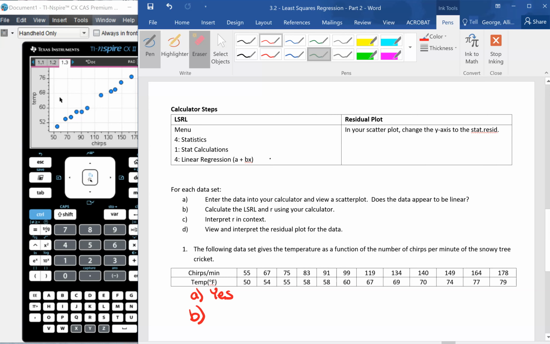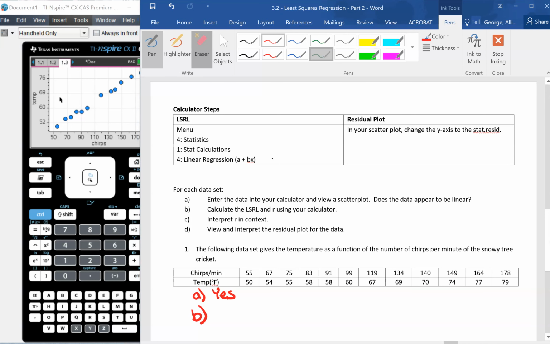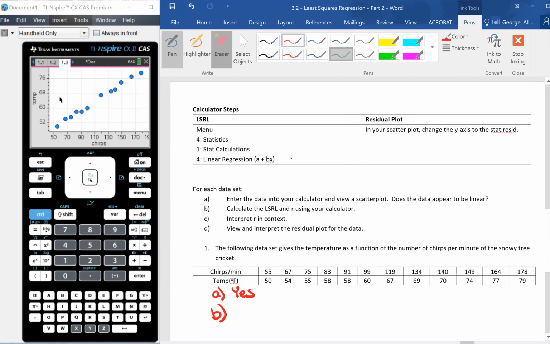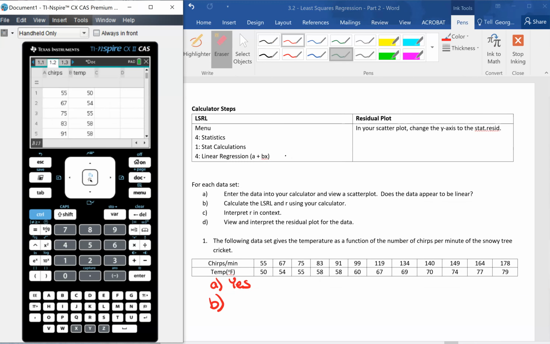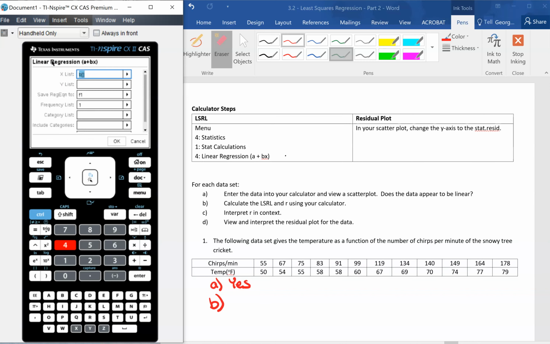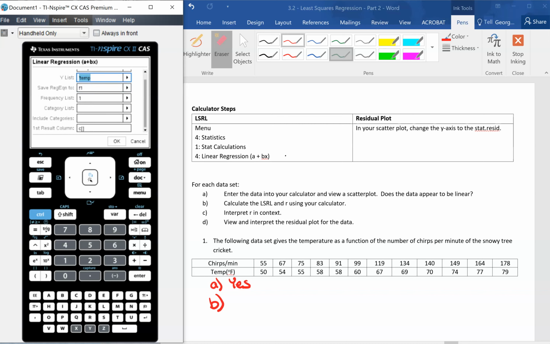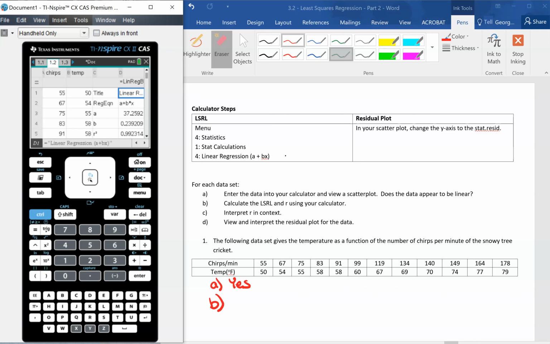All right, now to calculate our LSRL. I keep getting tongue-tied on that one. All right, so what we're going to do, we're going to go back to our scatter plot. So for me, that was our table, sorry. Go back to our table. All right, then I'm going to hit menu, 4, 1, 4. All right, I got to tell it what my X and Y are. So my X was chirps. My Y was temp. Everything else you can leave alone. Leave it all blank. Hit OK. And there we go. It's going to spit out all the information.